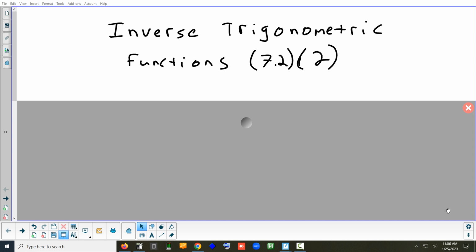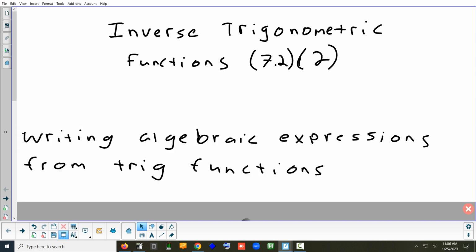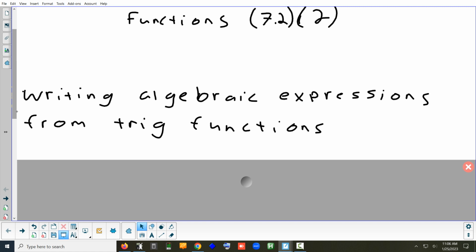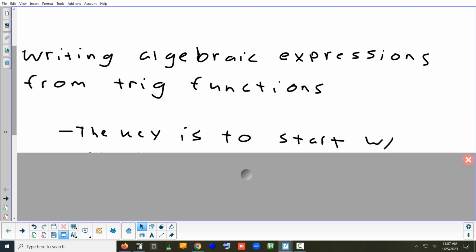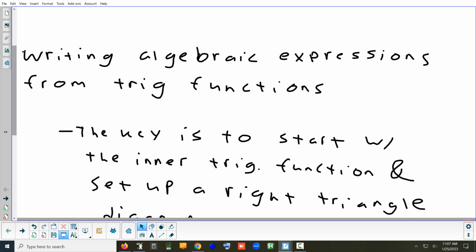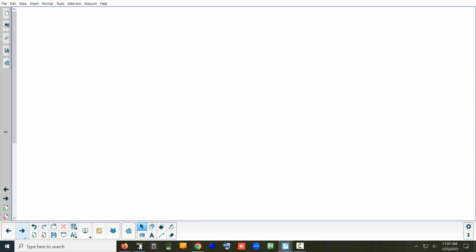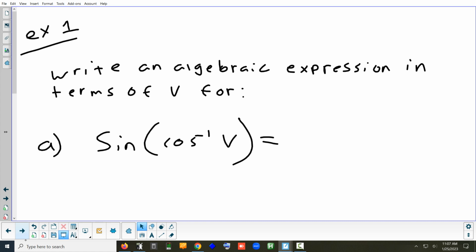Right, so last part of 7.2, part 2, we're going to take a look at how we can take a formula that has trig in it, like sines, cosines, tangents, inverse sine, inverse cosine. And we're going to take a formula like that and turn it into algebra. When you have a problem that looks like this, let me show you an example.